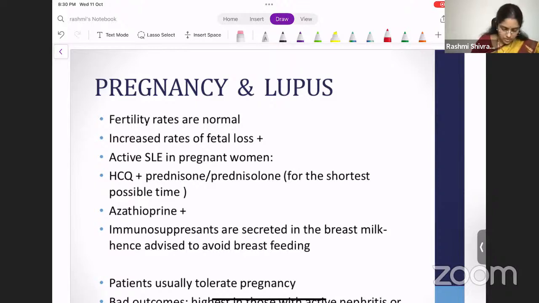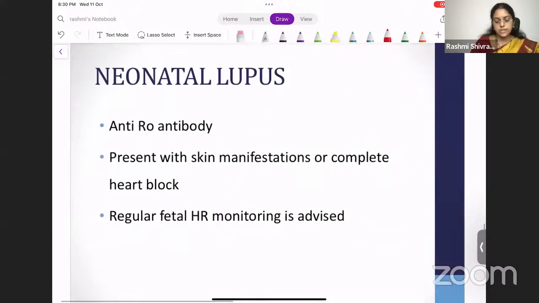Azathioprine is a very, very important drug which can be used in these patients. If you have a flare, at those times you can give prednisolone for the shortest possible time along with the HCQ. Azathioprine is a safely used drug. Immunosuppressants are secreted in the breast milk, so you should generally avoid breastfeeding when the patient is taking these immunosuppressive medications.